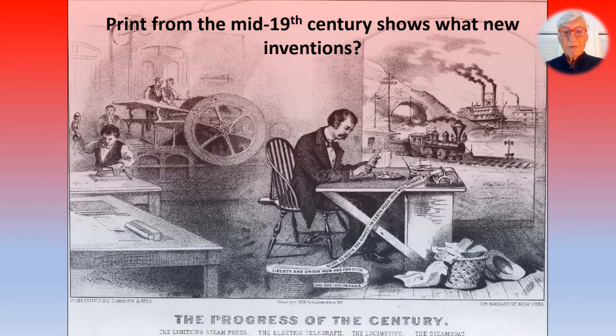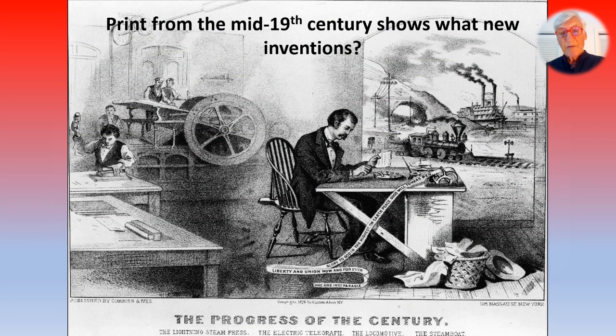Here's a print from the mid-19th century, which is sort of idealized, but it shows all of the great new inventions from that period, called the progress of the century. Among those things was the lightning steam press, which was very fast, where they combined the rotary press with the steam power, the electric telegraph, which sent ideas around the world and around the nation quickly, the locomotive, which helped people to transport goods and materials and people simply and easily, and the steamboat, which did it by water.